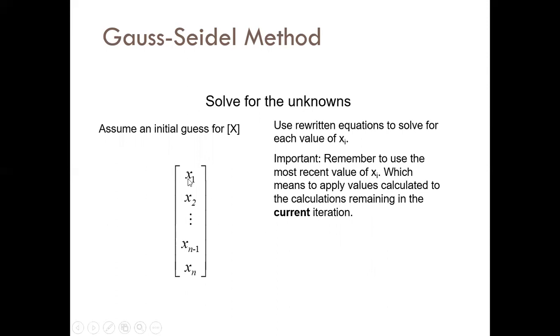Suppose the x1 value is found, then to find the x2 value in that equation, the x1 taken is not the initial value of x1, but the value of x1 which is found in the same iteration. This is the difference, the only main important thing used in that method.